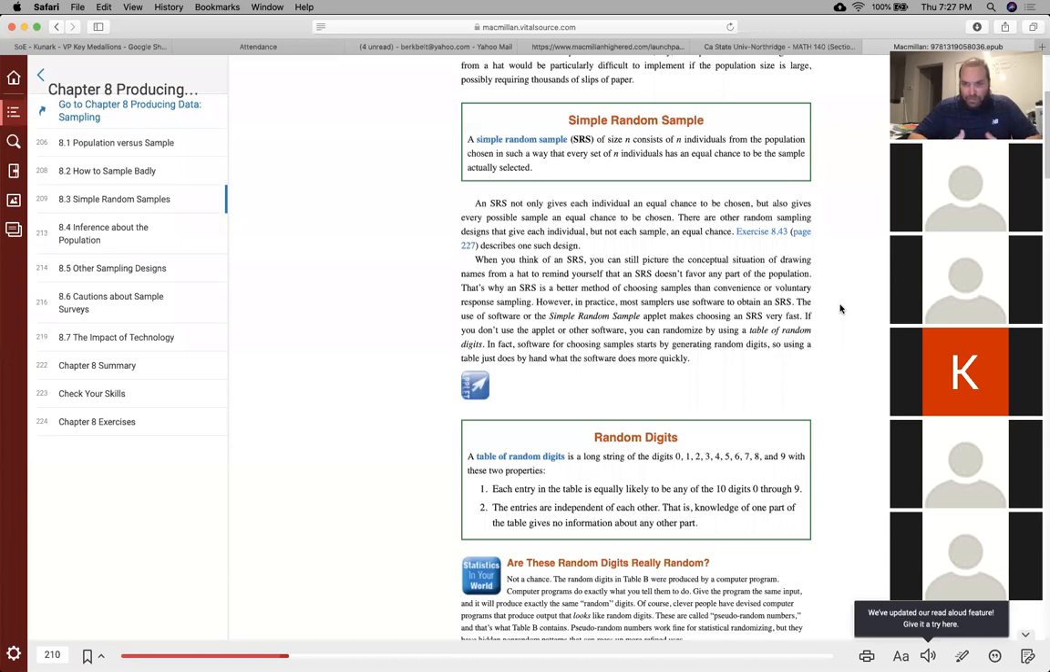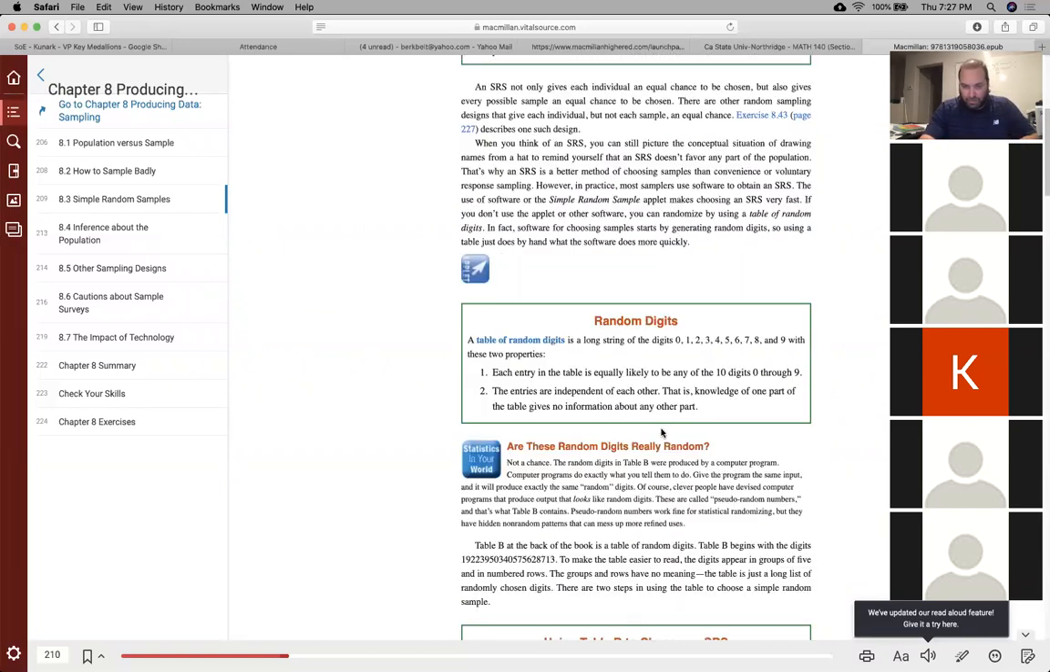A simple random sample, again, let's just read the box. First of all, it's of some size. You got to pick a certain number of people. In this case, we're picking N. It consists of N individuals from the population chosen in such a way that every set of N individuals is as equally likely to be chosen as any other. So if your sampling design does not allow that possibility, then your sampling design is not a simple random sample. Let's just leave it at that, okay?